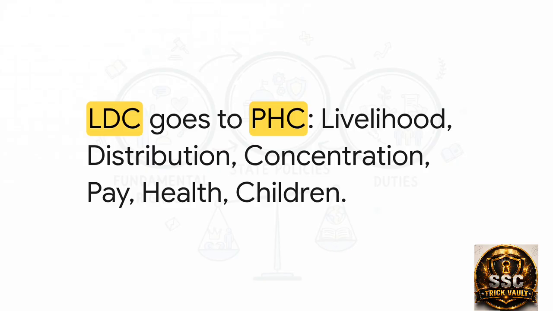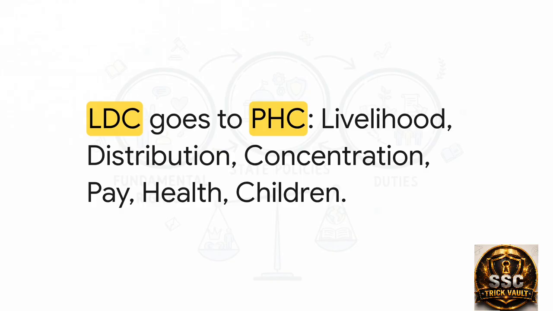Now, I won't lie, some of these articles are incredibly dense, especially Article 39 under that socialist banner. But there's a great little trick to remember its goals. Just picture a lower division clerk, an LDC, going to a public health center, a PHC. It maps out perfectly. Livelihood, equitable distribution of resources, preventing the concentration of wealth, equal pay, protecting workers' health, and safeguarding children. LDC to PHC.